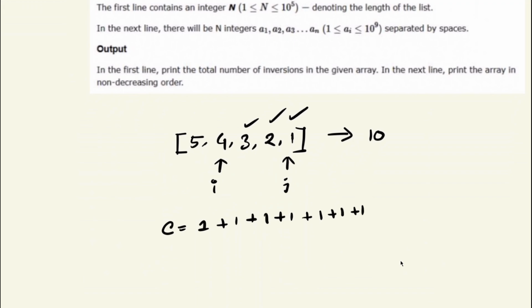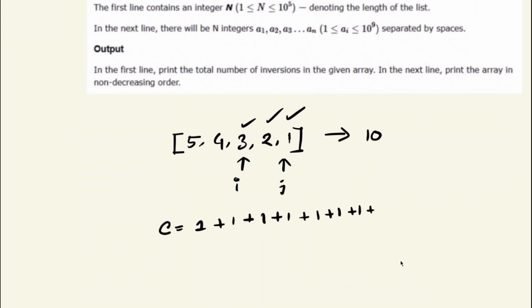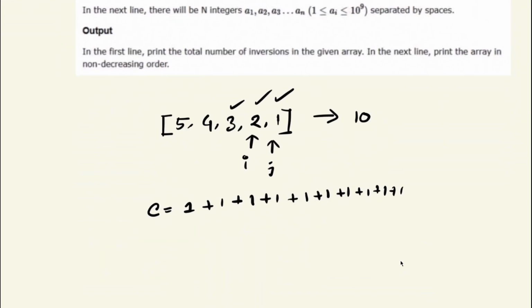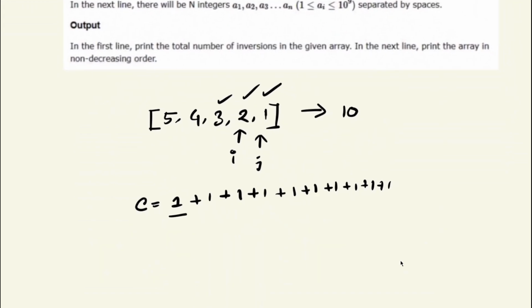Now if we move our pointer slightly further, then we'll get again two pairs, which is 3 and 2 and 3 and 1. So we'll simply add 1 plus 1. And lastly, we will have another pair, so these two, and we'll get another one. So let's count. A lot of ones are there. 1, 2, 3, 4, 5, 6, 7, 8, 9, and 10. Yeah, that's our inversion count.